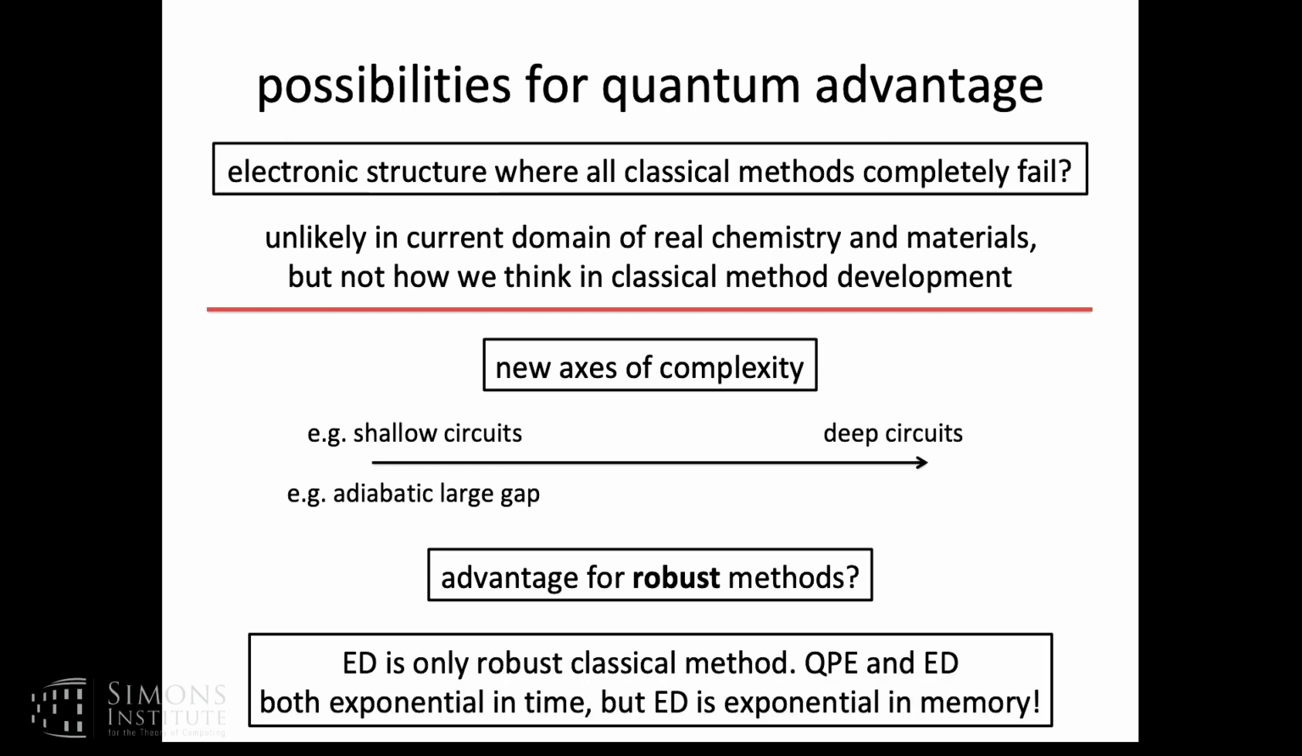A simple example of this is, if I want a completely robust classical method, exact diagonalization is the only one. You don't need any empirical information. Just do the thing. And it's exponential in time. And if you do quantum phase estimation, if you also include the cost of state preparation, arguably that's also exponential in time, but it's certainly not exponential in memory. And so that gives you an immediate advantage over what we do in the classical field.